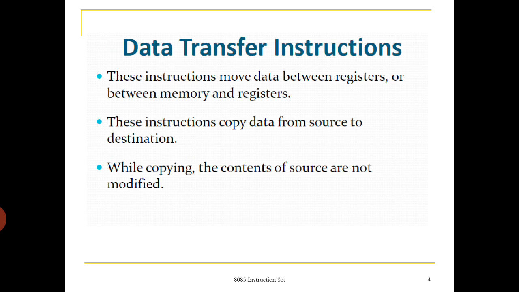So the first one is the data transfer instruction. These instructions move data between registers or between memory and register. If you want to move data between register and memory, we use data transfer instructions. These instructions copy data from source to destination. In the next slide we will see the examples also. While copying, the contents of the source are not modified. So for copying the content of one source to a destination, these data transfer instructions are used.